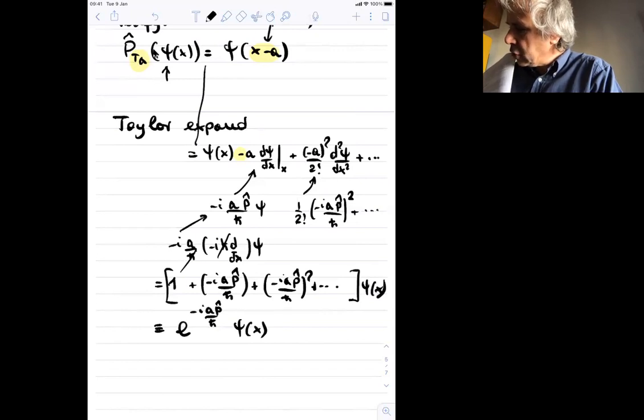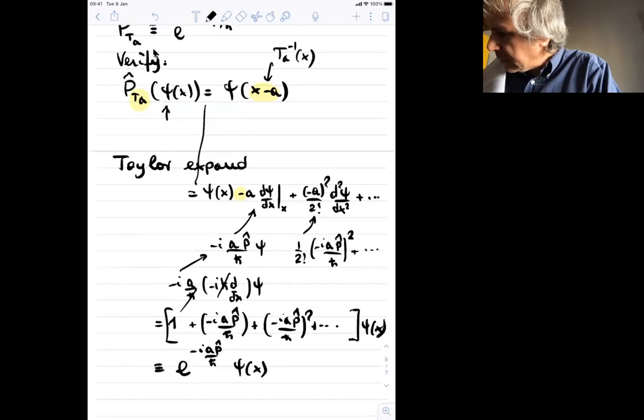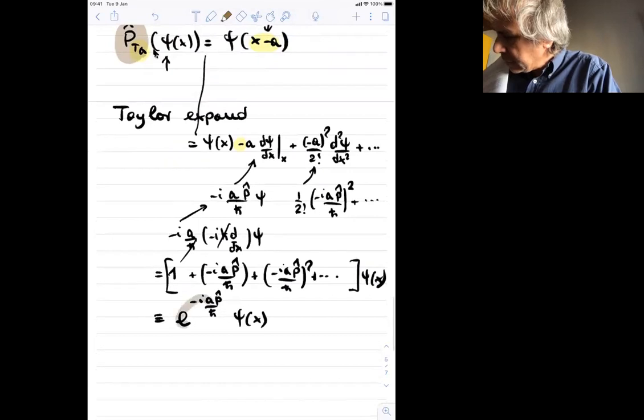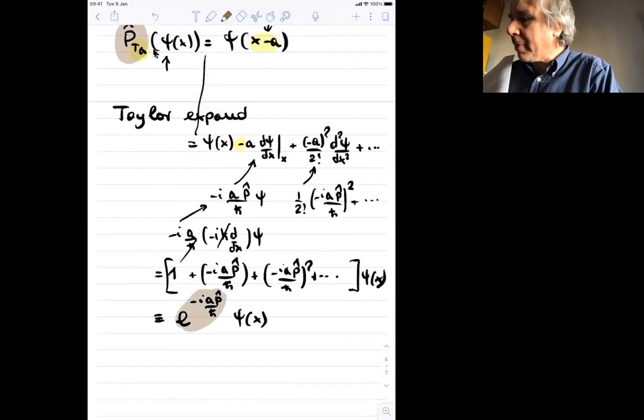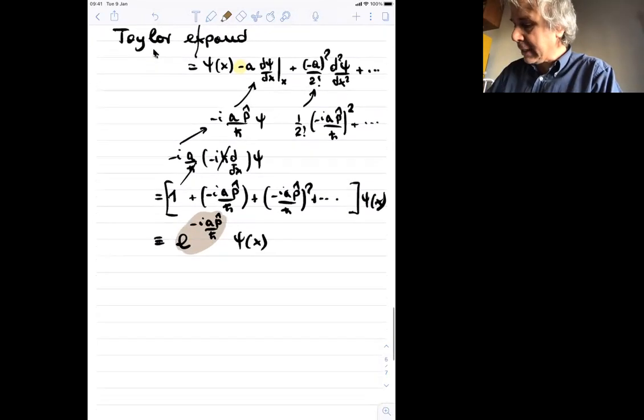So you see immediately that indeed the object that I have here applied to psi is this. So the translation operator, when you apply it to a function, is simply represented by the exponential of momentum. It's a very interesting result.